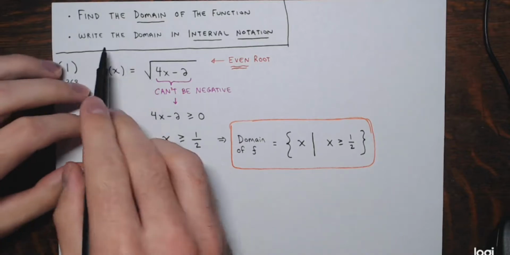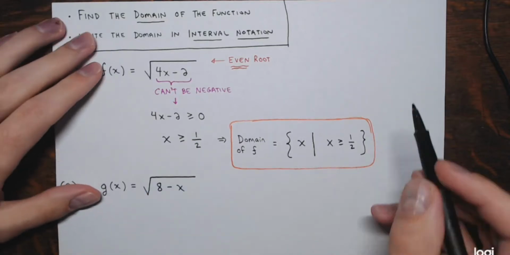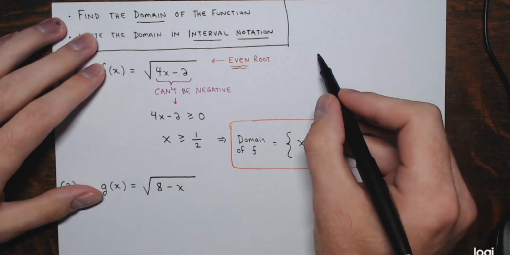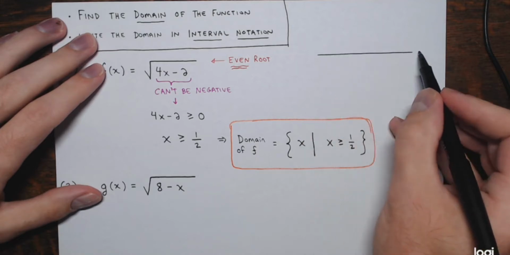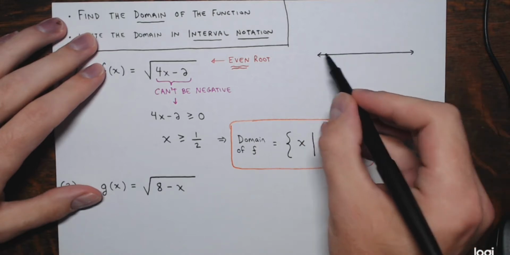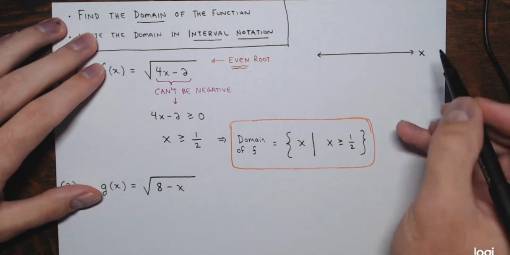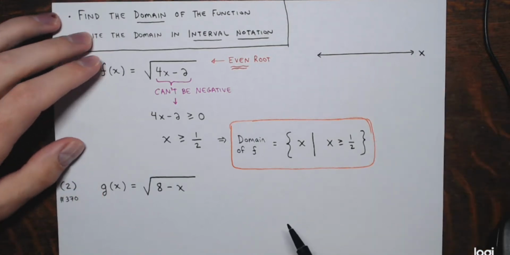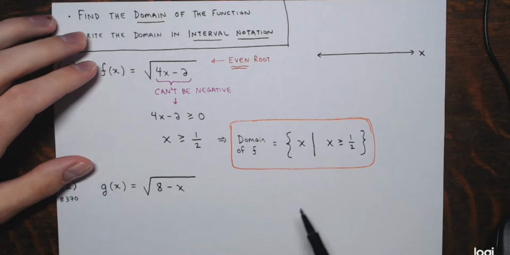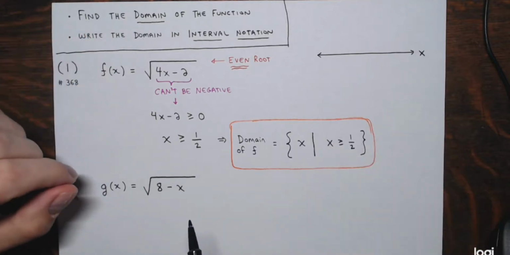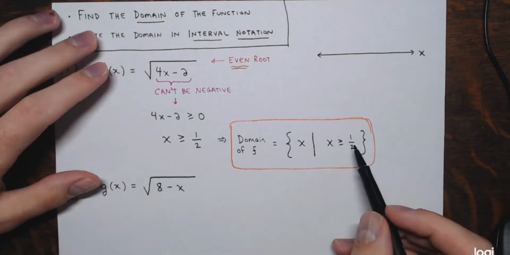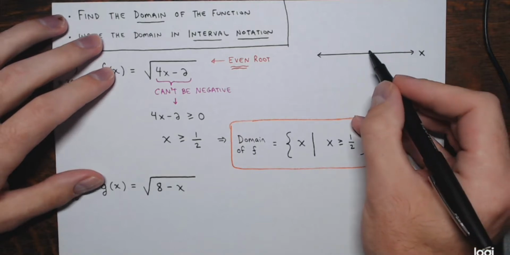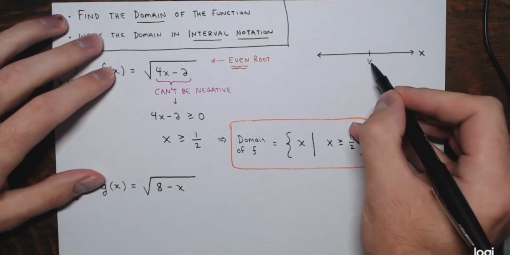Part 2 is write this domain in interval notation. So let's say this number line here represents values of x. It represents like the x-axis, or again just values of x, a number line. And here's 1/2. Let's say 1/2 is right here on the number line.